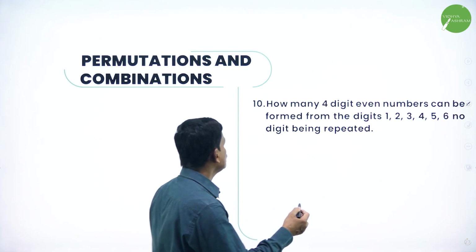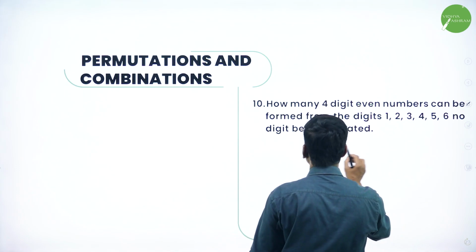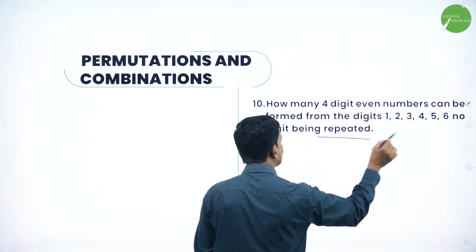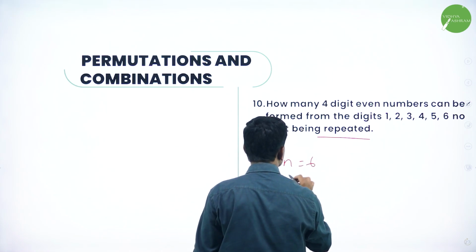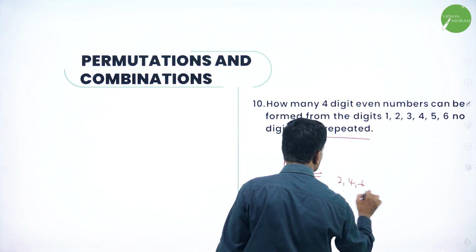Now the last problem. How many 4 digit even numbers can be formed using 1, 2, 3, 4, 5, 6, no digit being repeated? So how many digits are there? 1, 2, 3, 4, 5, 6. So n is equal to 6. How many even digits are there? 2, 4 and 6, right?